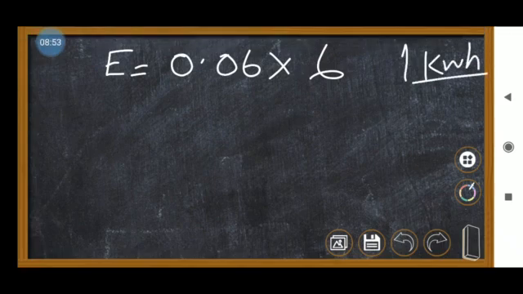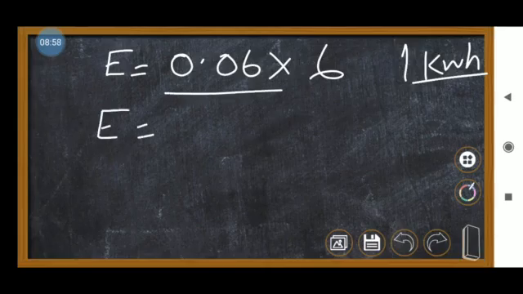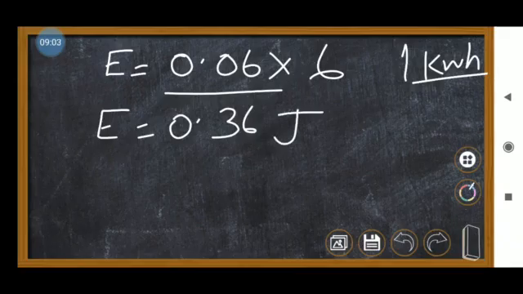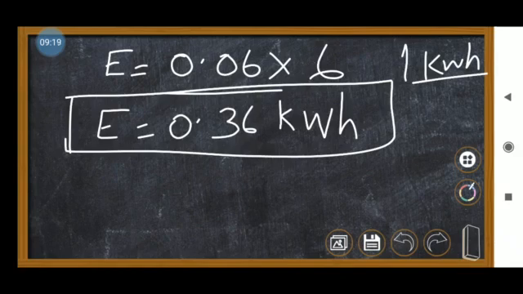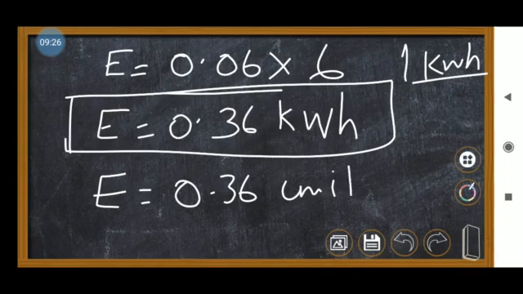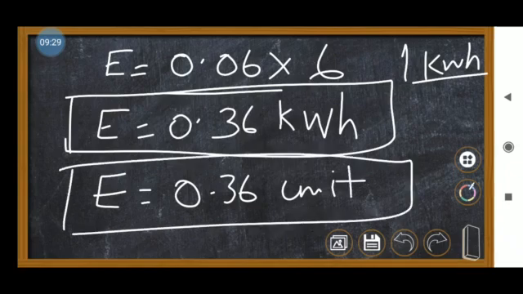So you have to multiply that value, 0.06 into 6, which gives 0.36. We can write the energy in terms of kilowatt hour, that is the commercial energy. That means 1 unit. So we can write it as 0.36 kilowatt hour, or 0.36 unit. This is how we have to find it.